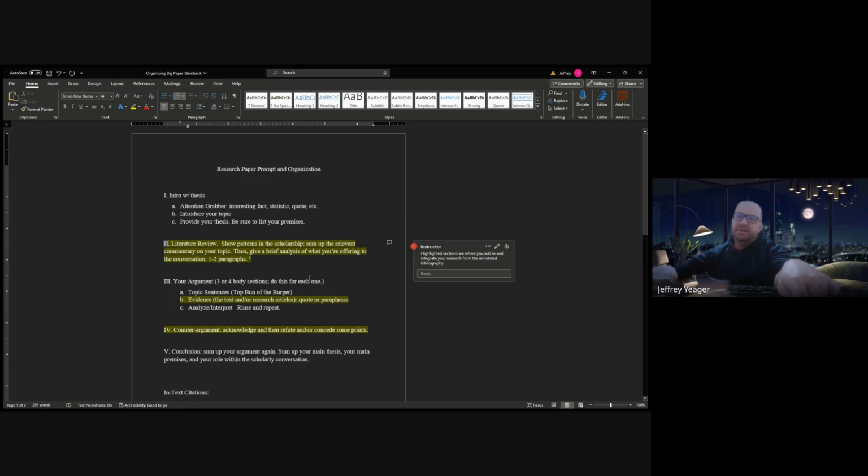So basically, let's say you're writing about Cannery Row. You want to sum up the basic patterns that you see in the Cannery Row scholarship. And then after that, you can show how you're building on what others have said before you. How is your argument different? What are you offering to the larger conversation on your book? I think all of you are starting to see what you have to offer compared to other scholars.